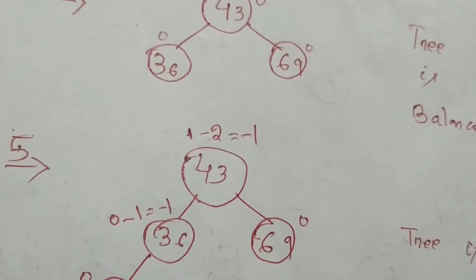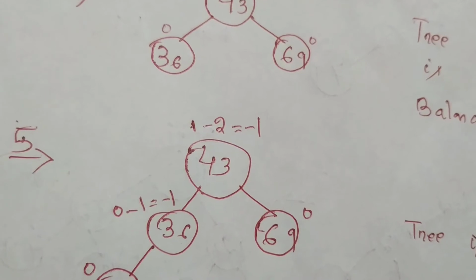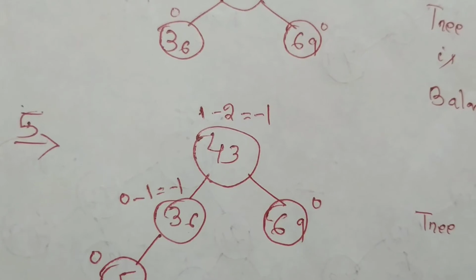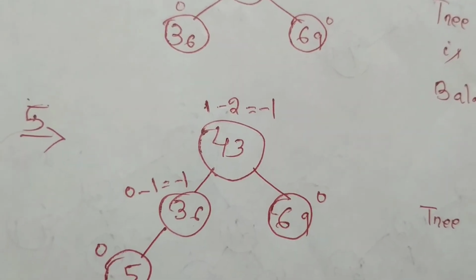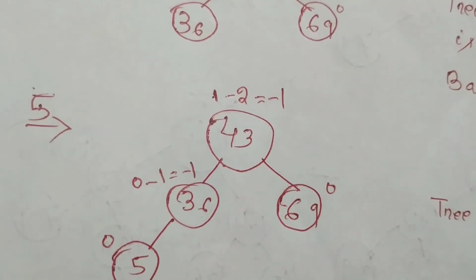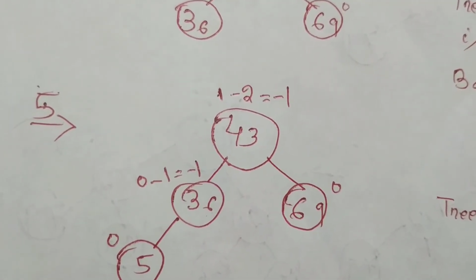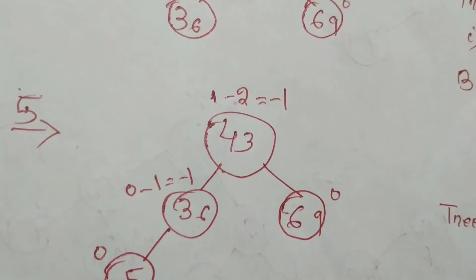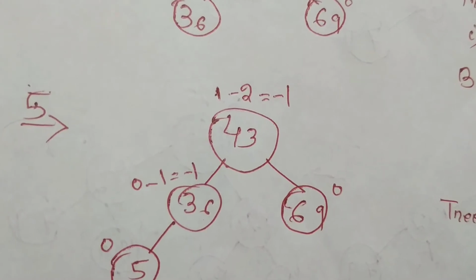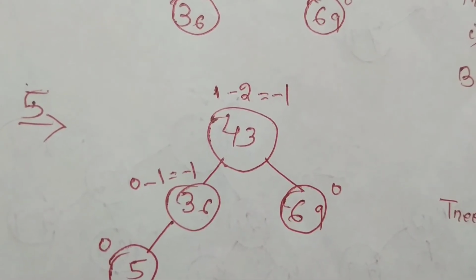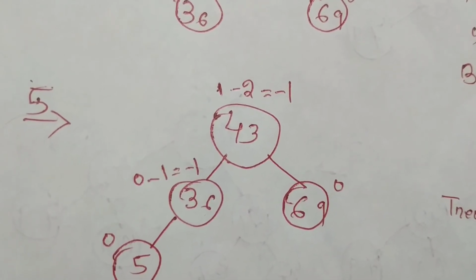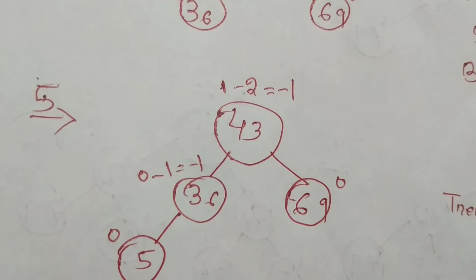Then we have to insert 5. So 5 is first compared with 43. 5 is less than 43, so definitely it will come to the left side. Then 5 is compared with 36. 5 is less than 36, so now it is inserted at the left side of 36. Now we have to find the balance factor of each individual node. 43 has 1 right child, that is 69, and 2 left descendants, that are 36 and 5. So right subtree minus left subtree, that is 1 minus 2, that is minus 1.